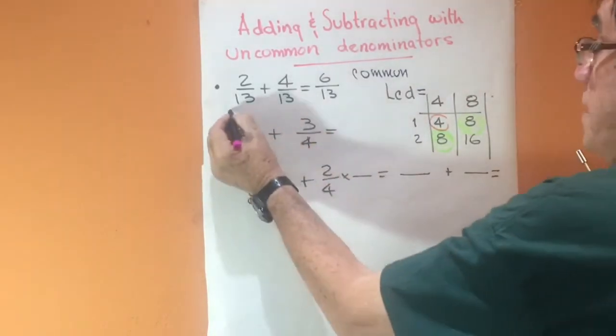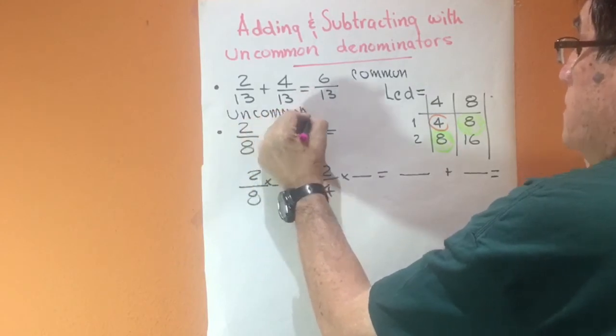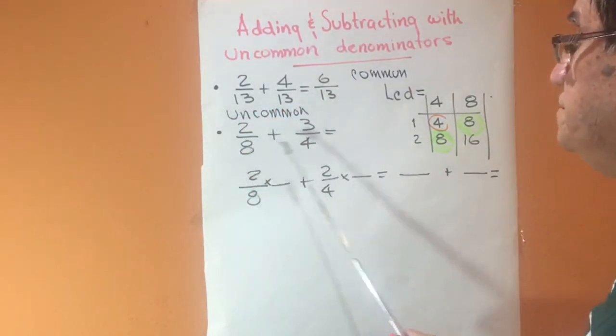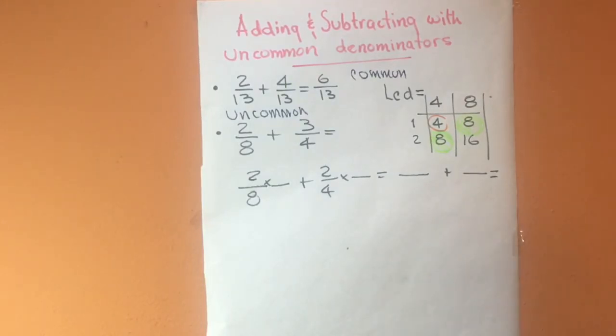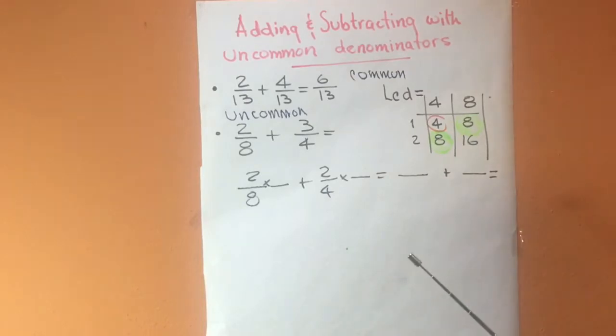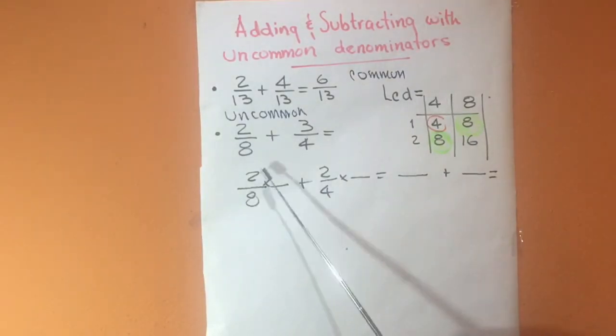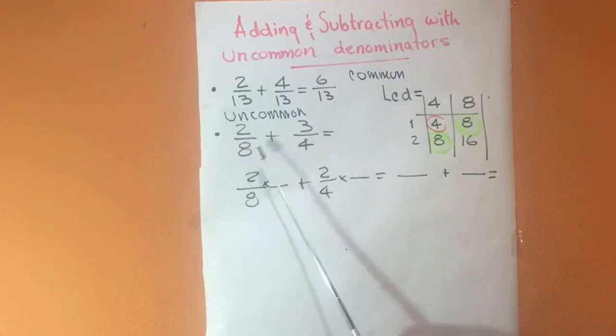These are uncommon because we have different denominators. We cannot just add them. So what we have to do is to find the least common denominator, which is going to be the smallest number that can divide evenly these two denominators.